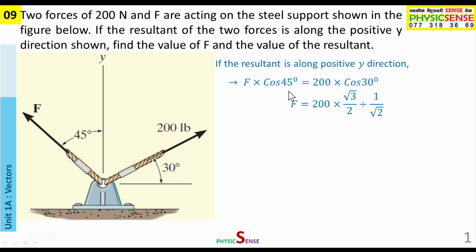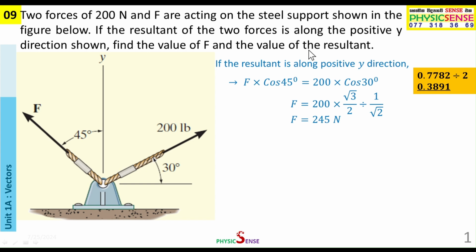So F is given as 200 into root 3 over 2 divided by 1 over root 2, because cos 30 is equal to root 3 over 2 and cos 45 is equal to 1 over root 2. So using these values, the value of F is 245 Newton, and you are asked to find the value of the resultant.